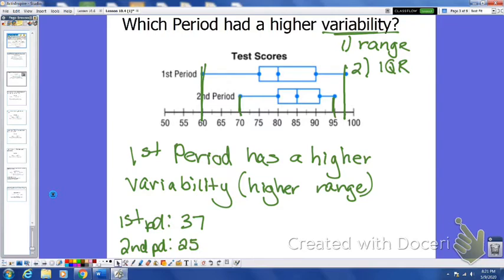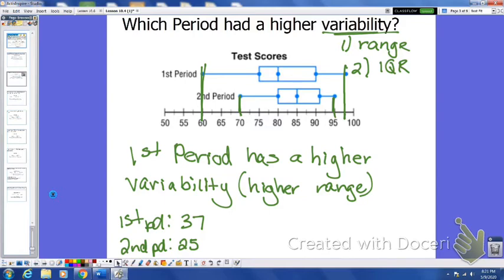Okay, and then just to make sure, if we look at this, our IQR does actually match up with the overall range, where if you find your IQR for your first period, we're going from a 75 to a 90, so that would be an IQR of 15, where second period was from an 80 to, that looks like it's probably about an 81, so their IQR was only 11. So not a huge difference, but it's still showing a higher IQR, so a higher variability for that first period.